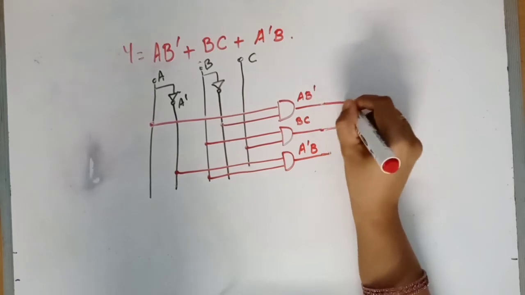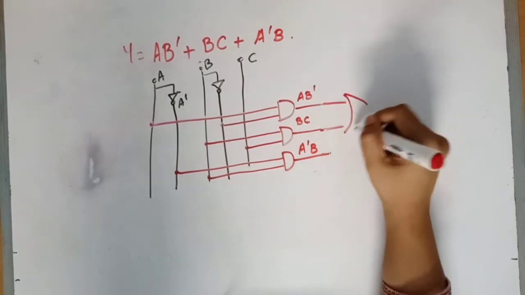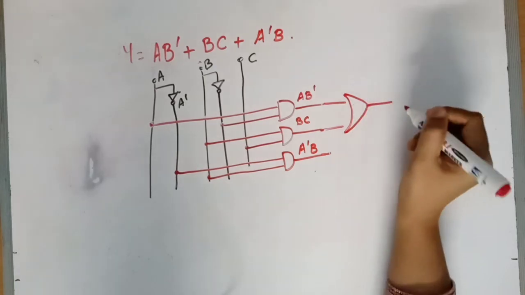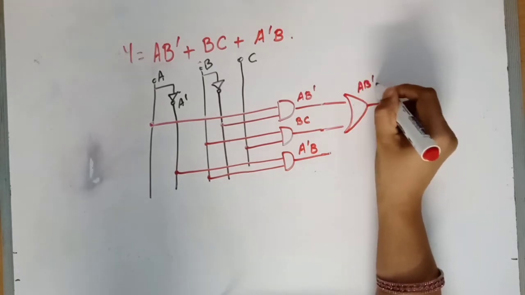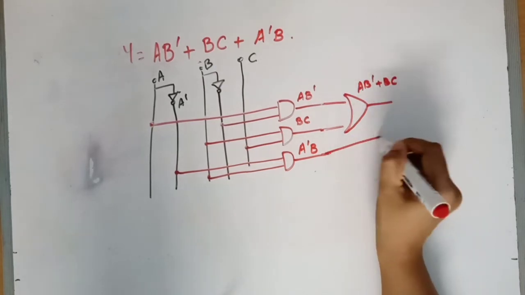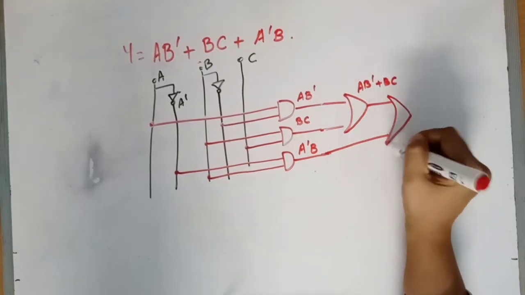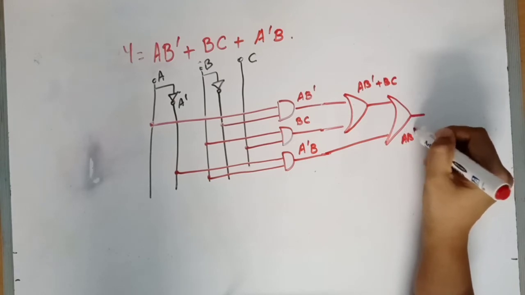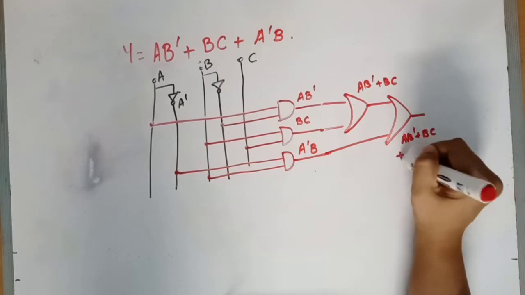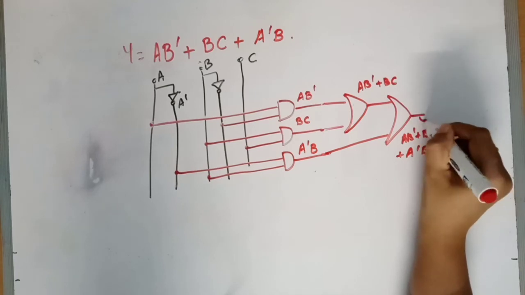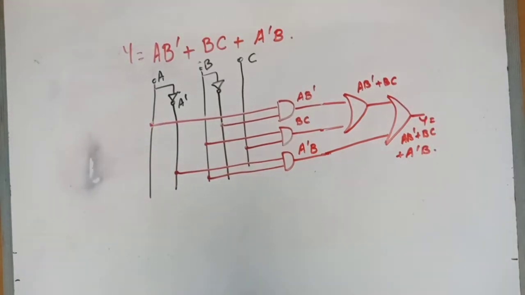So practically what you'll do is you have a 2 input OR gate. So you'll OR this, and here you will get AB bar plus BC. Then another OR you'll use, so this will be AB bar plus BC plus A bar B. Okay, so that is how you express the Boolean expression in a K-map or in a canonical form, and how you draw the diagram.